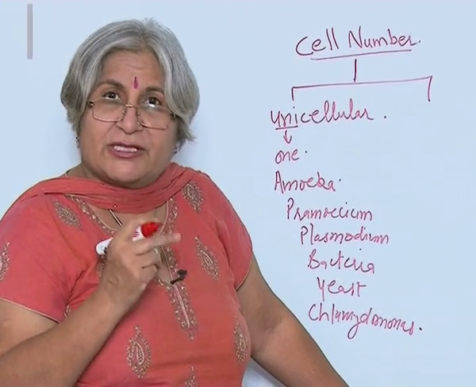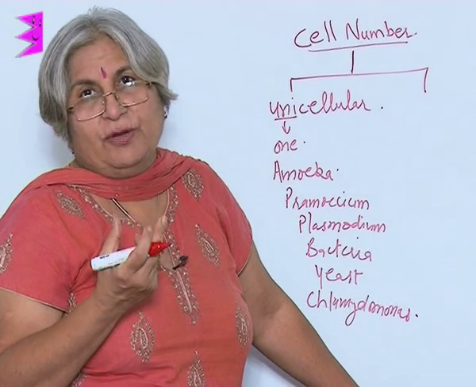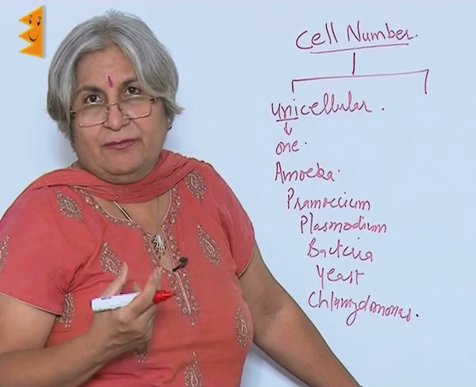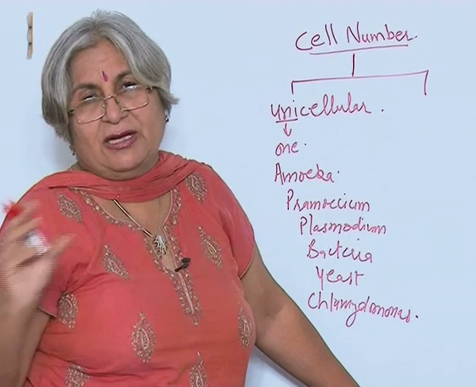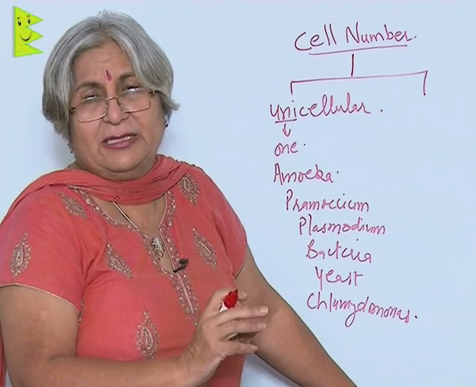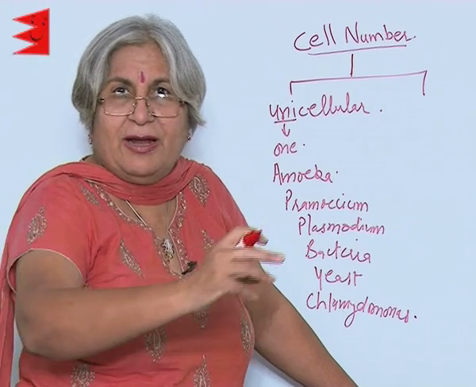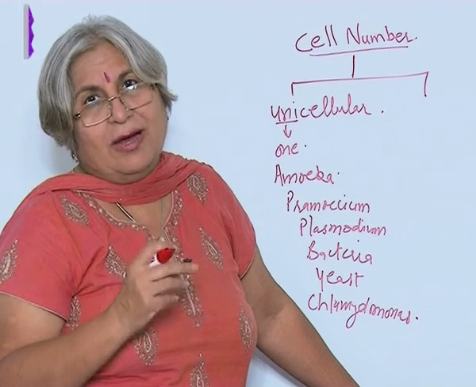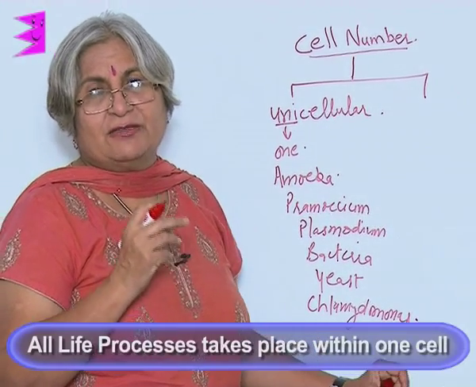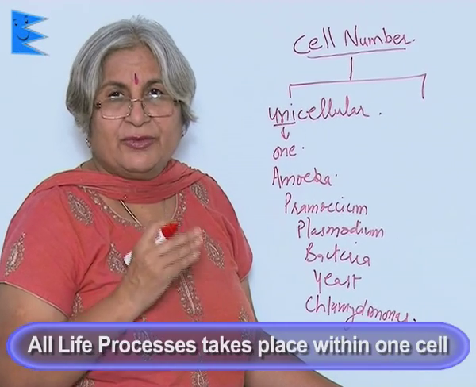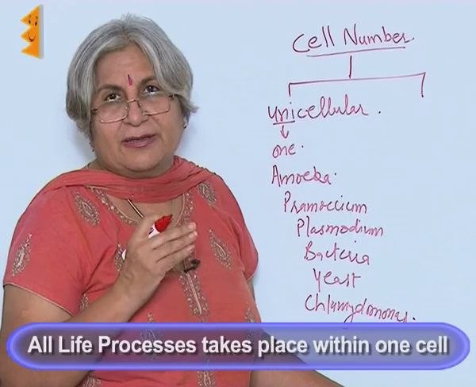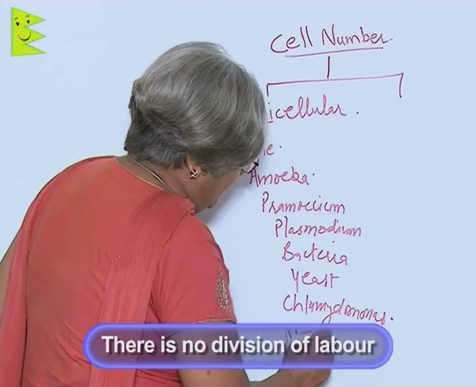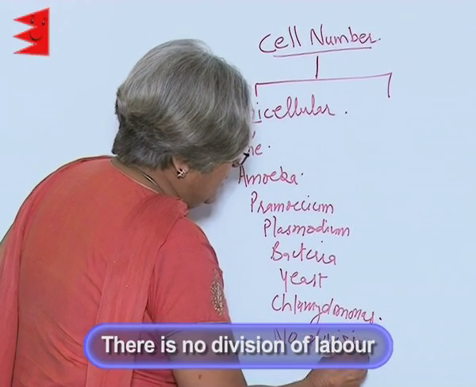Then where are the life processes performed? It is like having a studio apartment. You know, in metros these days there are studio apartments, which means there is one big room. In one corner there is a kitchen, in one corner a bed, in one corner a sitting arrangement, and so on. Everything is within that one room. In unicellular organisms also, everything is within one cell. All life processes take place within one cell. There is no digestive system, no respiratory system and no reproductive system. Everything is within one cell, which means there is no division of labor. Work is not divided.